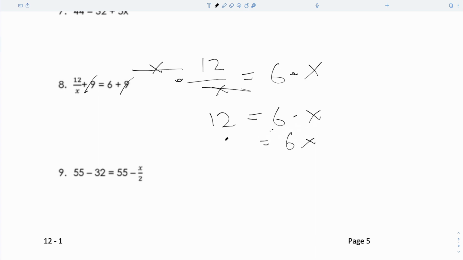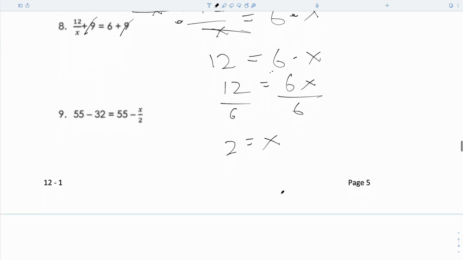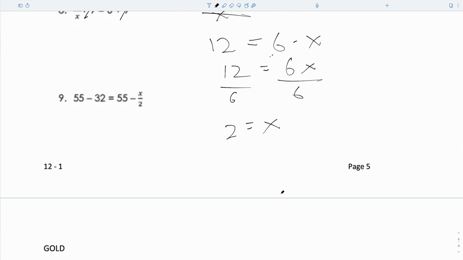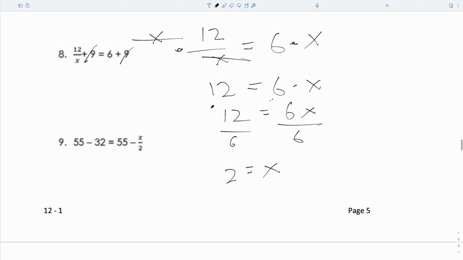Okay, so x for number 8 should be equal to 2. That one was trickier. Make sure it's on your paper. A lot of us got 1/2, Vienna. Is that what you got? I didn't do it. Okay.